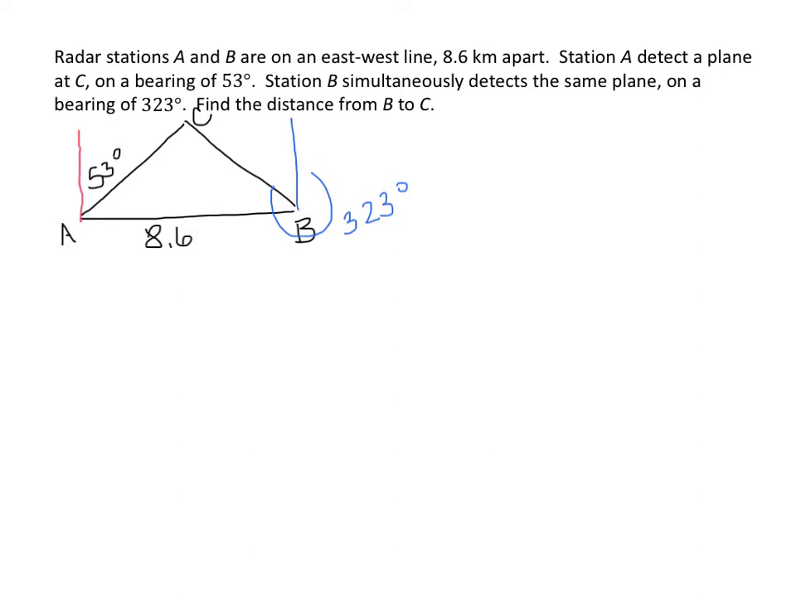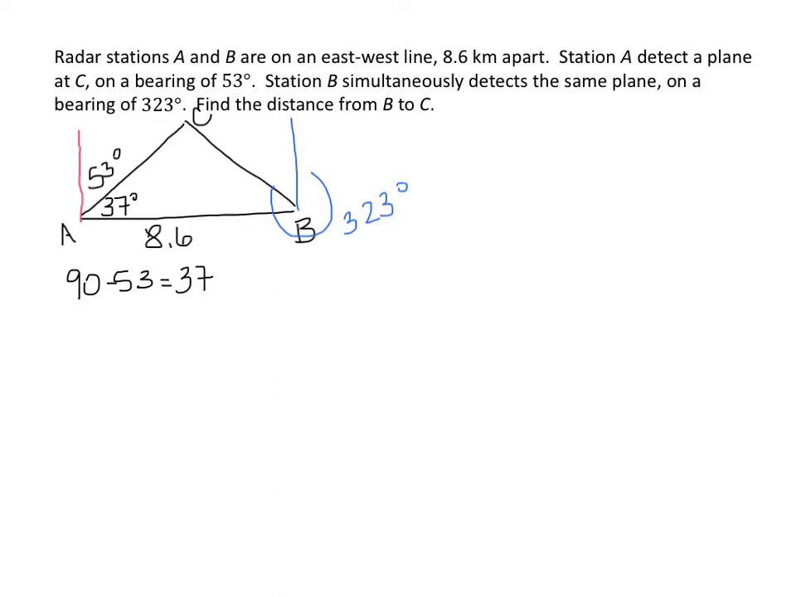Well, the first thing I need is the angles on the inside of the triangle. If I look at angle A, remember the north-south line is here, the east-west line is here, which means that this is a 90-degree angle, so I just need the complement of 53 degrees. So that's 90 minus 53, and I find that angle to be 37 degrees.